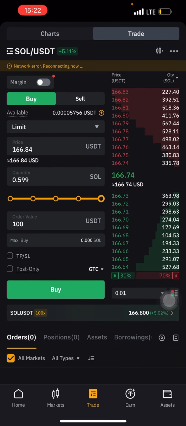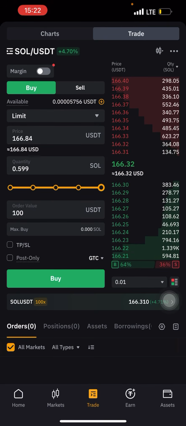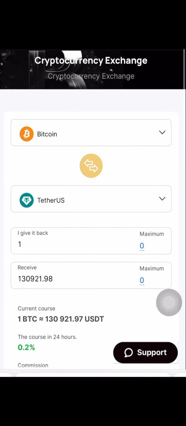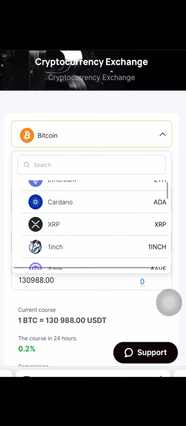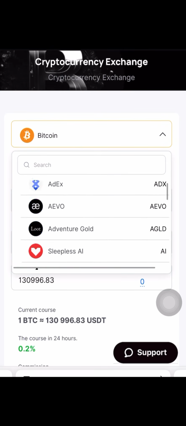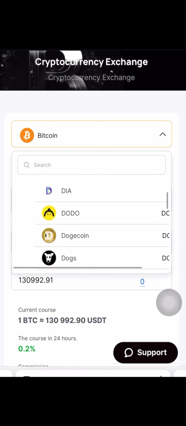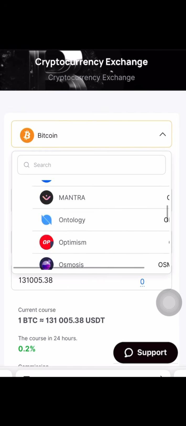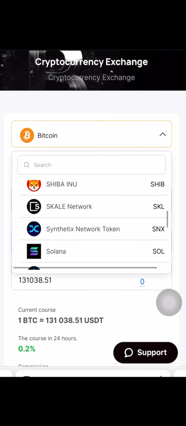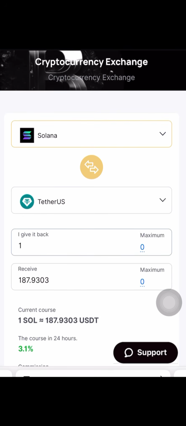So I'll go to buy here and buy 100. I'll be getting 0.599. Then I'll close it and open the cryptocurrency exchange, that's the black market. In this case, I'll switch from here to Solana. You can input there, but I want to show you more. They have more coins over here, so I'll choose Solana here.